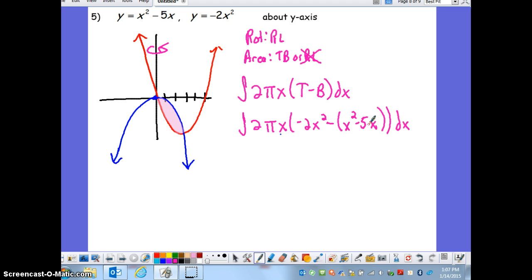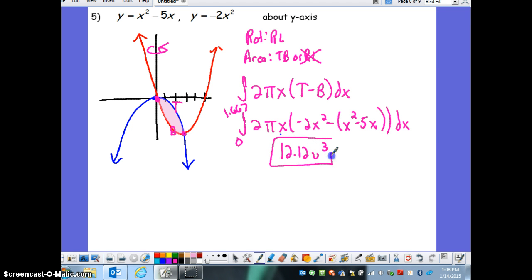All right, so now for the bounds, if I'm doing this as a top and a bottom, I need to find the bounds here on the left and the right. So the x value there is going to be 0, and then the x value for this one is going to be 1.667. So again, you can either set these two equal to each other and solve it like that, or find that on the calculator. Take this and plug this into the calculator, and when you do so, you're going to end up with 12.12 units cubed.